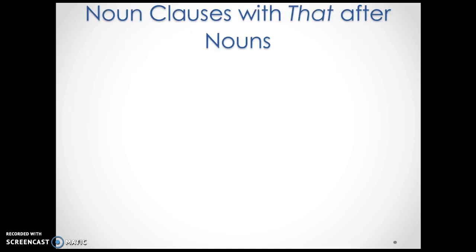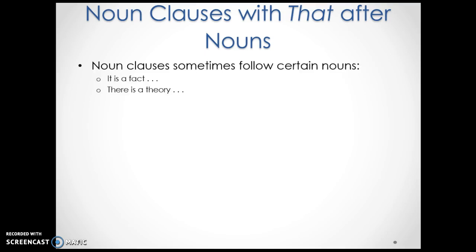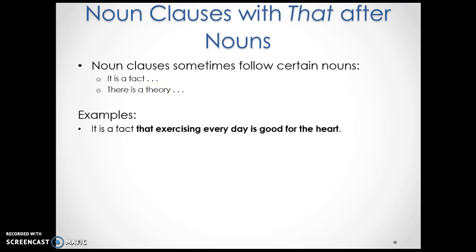Certain nouns can also be followed by noun clauses. These are two nouns that are commonly followed by noun clauses, fact and theory. So for example, it's a fact that exercising every day is good for the heart. We have the independent clause, it is a fact, and then we follow fact with a noun clause, that exercising every day is good for the heart.